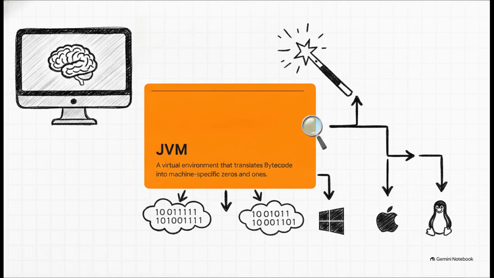And here's the kicker. Every platform, Windows, Mac, Linux, has its own specific tailor-made JVM. When you bring your universal bytecode over to a Windows machine, the Windows JVM takes that bytecode and translates it into the precise zeros and ones that the Windows CPU needs. That right there is the absolute magic of platform independence.